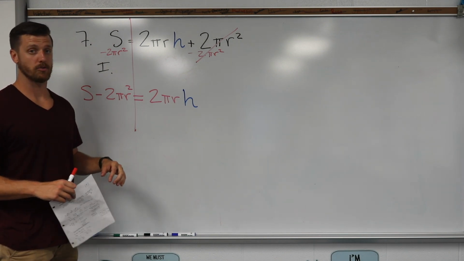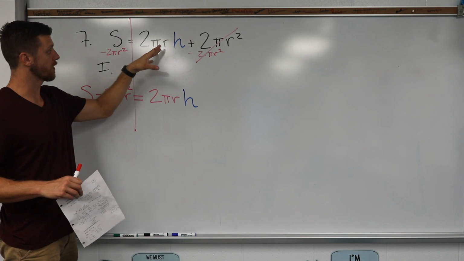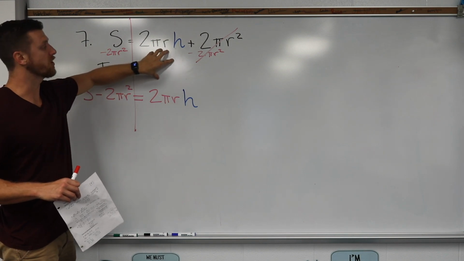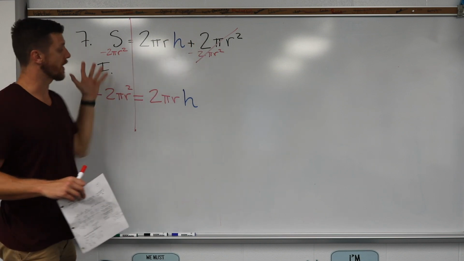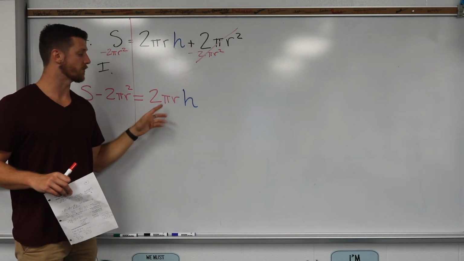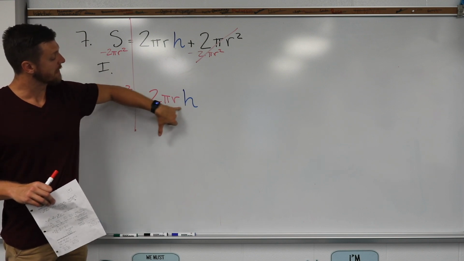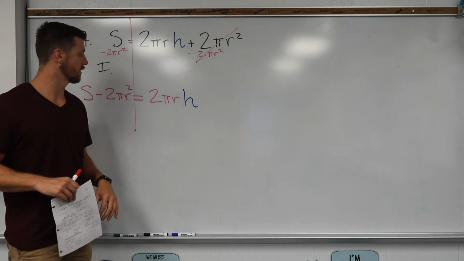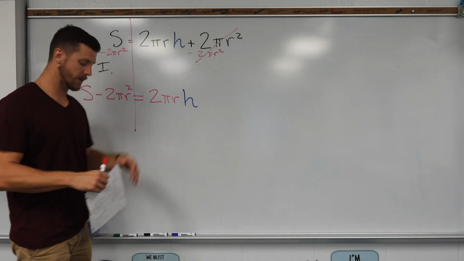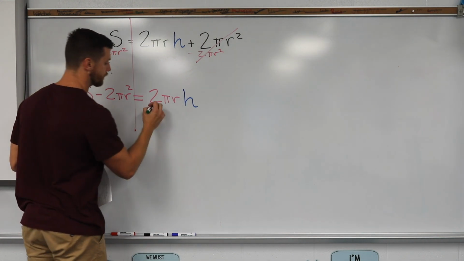What's happening to h? At first I had this stuff added to this term that had h in it. It was added to it, so to get rid of it, I subtracted it. Now I have all this other stuff that's part of this term, and it's multiplied to h. How do you get rid of all that stuff? Well, the inverse operation for multiplication is simply to divide.